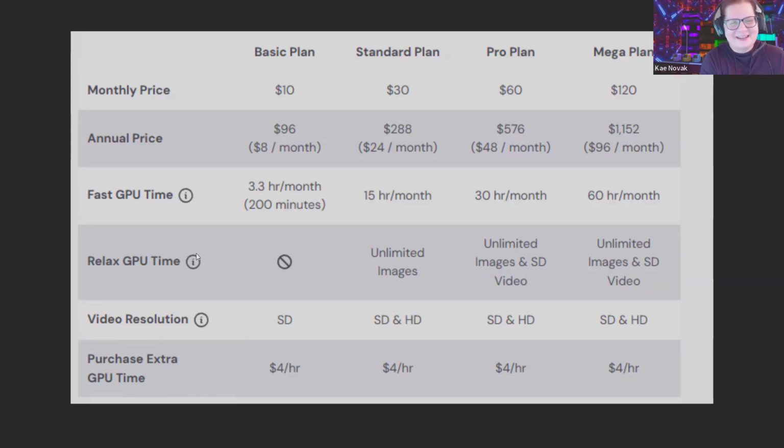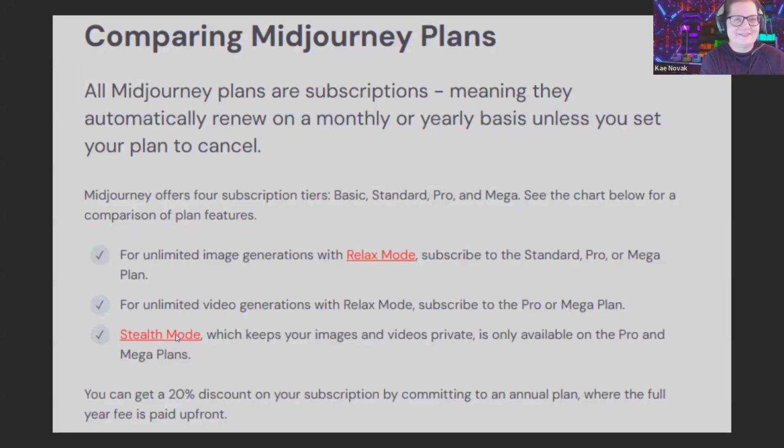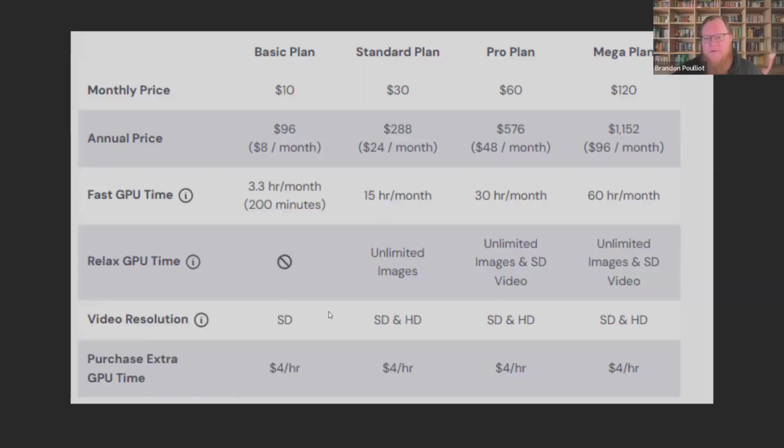We talked a little bit about stealth mode, which was on the last page, and it's on the next one too. Everything you do, again, you're paying for the privilege to train their models. Drives me crazy.